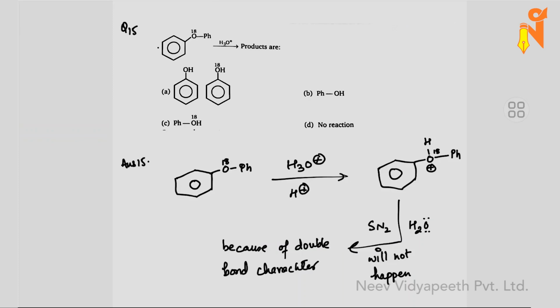Question number 15, again a very common question. You have been given an ether, you have to hydrolyze and find the products. Very simple question. Again, H plus will first of all protonate your oxygen. Then we'll find out whether SN2 is possible or not, SN1 is possible or not. Both the chains are benzene. Neither SN1 nor SN2 is possible. Hence, no reaction will take place because of the double bond character in both the cases. So no SN1, no SN2 can take place in these positions.